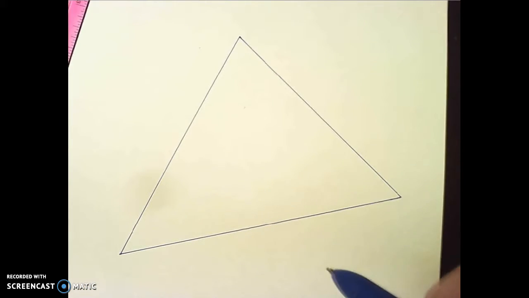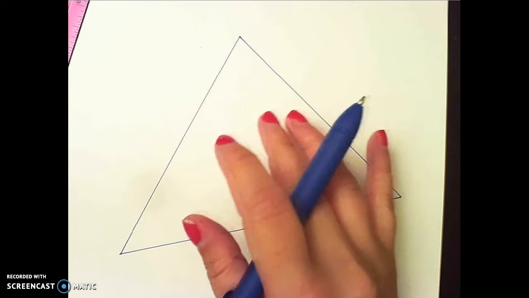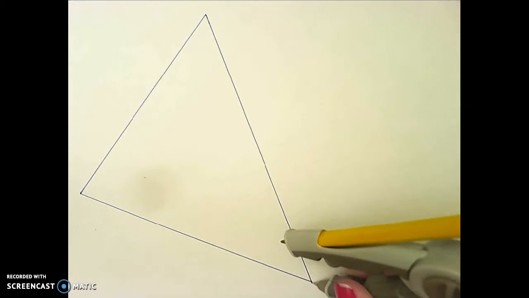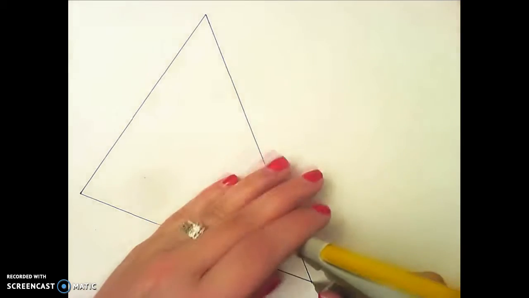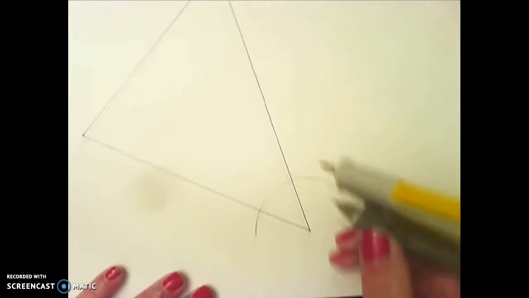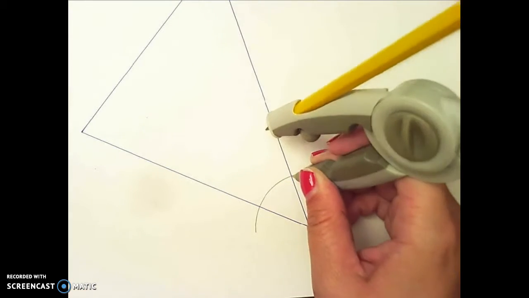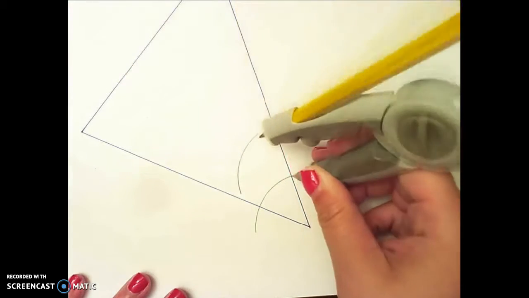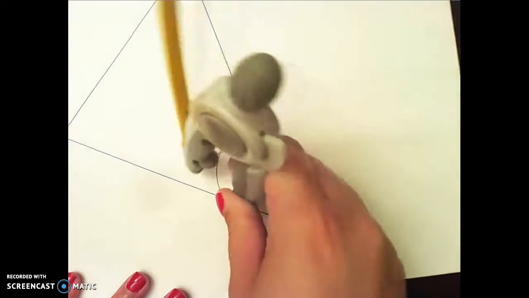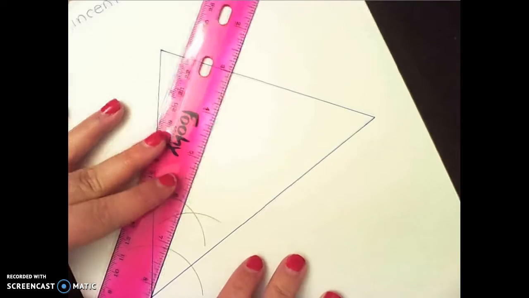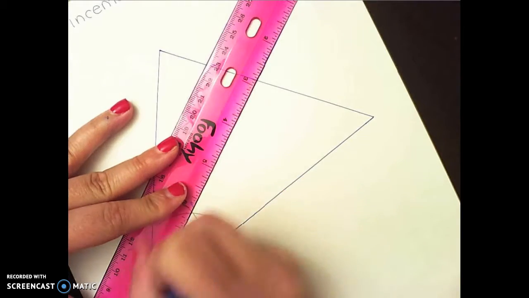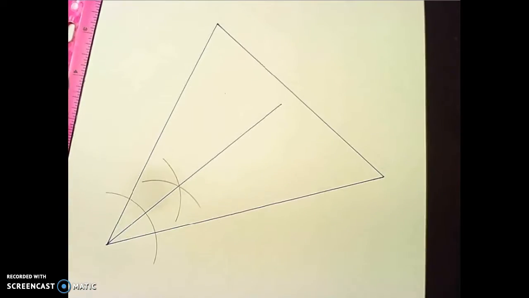I'm going to do that for two of the angles of my triangle. Again, it doesn't matter which two. I'm going to start with this one, and I'm going to do the same thing. So I'm going to start with the arc that intersects both sides of my angle. I'm going to move my compass point to one of the intersection points, draw the arc through the center of my angle, and do the same thing from the other intersection point. So there's my first angle bisector.